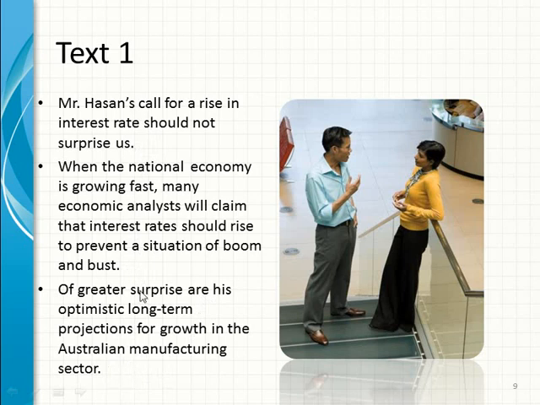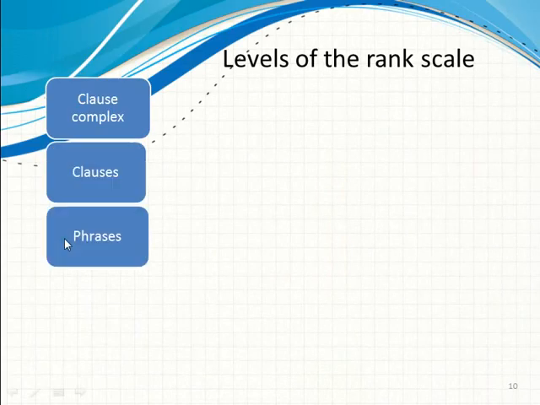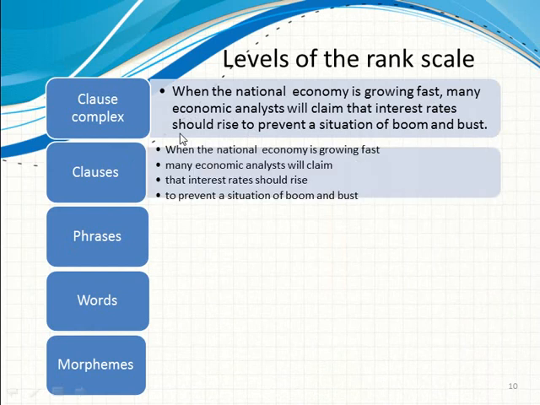And if we want to discuss in more detail, for example, the second clause complex, which is the longest, see here. We analyze it. When the national economy is growing fast, this is what we have in the second sentence, and then we move them into clauses. When the national economy is growing fast, many economic analysts will claim that interest rates should rise to prevent a situation of boom and bust. So there are four clauses in this clause complex.